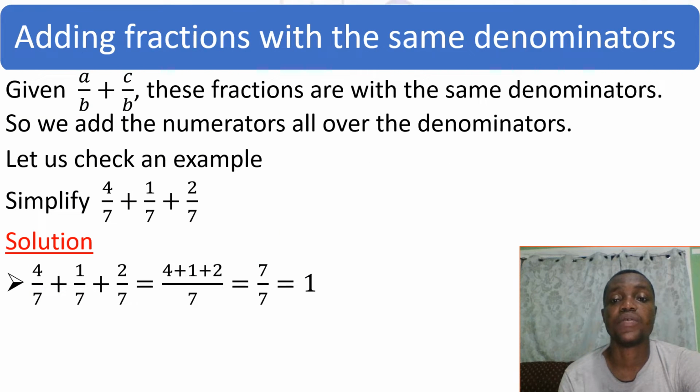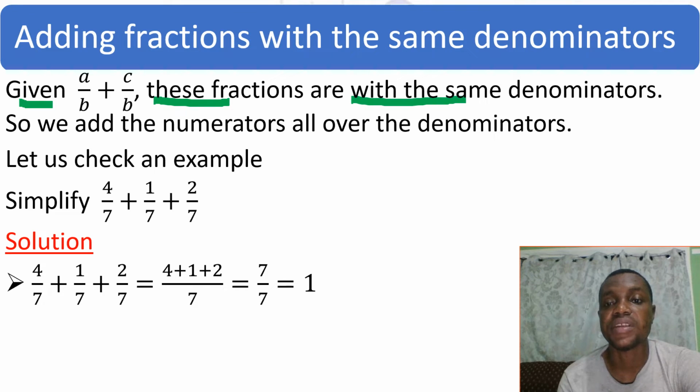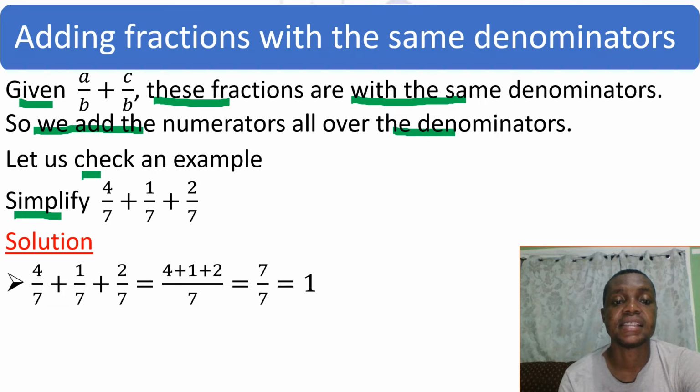Adding fractions with the same denominators. Given that a over b plus c over b, these fractions have the same denominators. So we add the numerators all over the denominator. Let us check an example. Example: simplify 4 over 7 plus 1 over 7 plus 2 over 7.